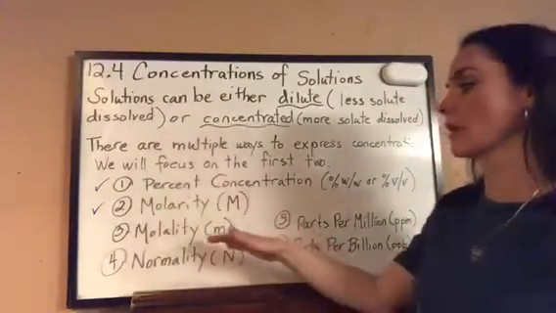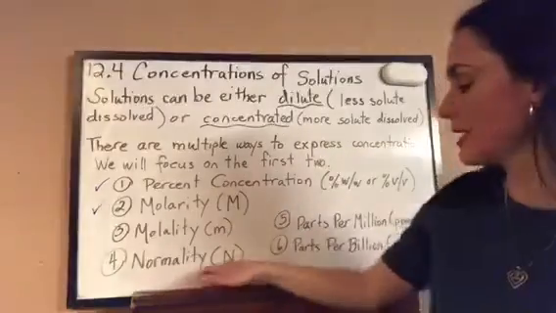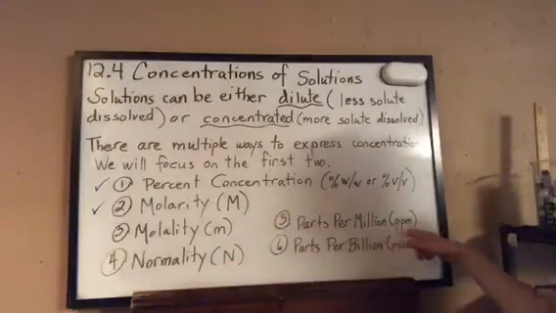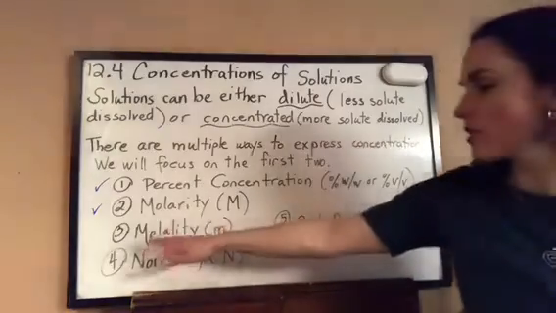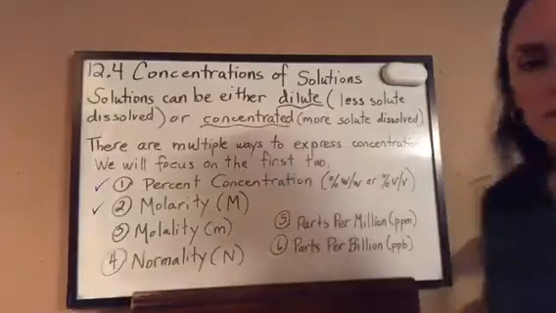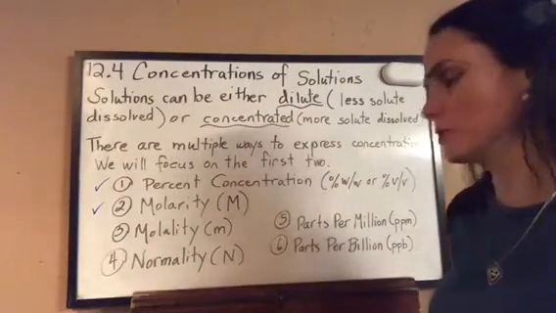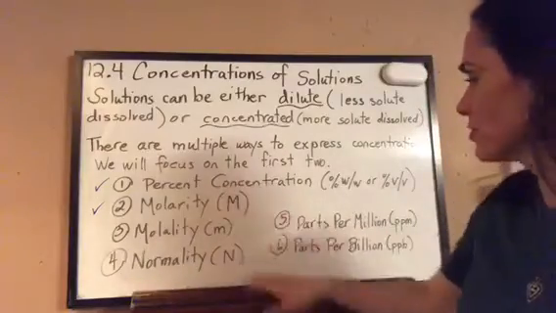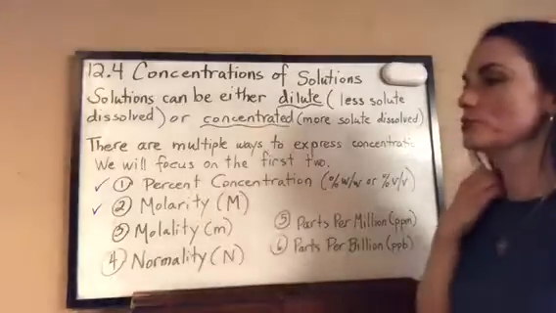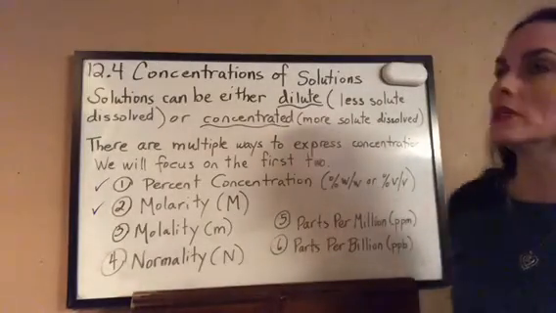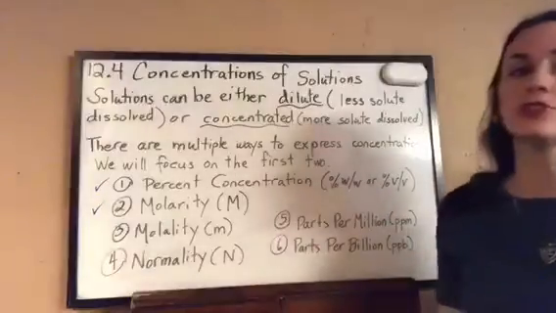But other ways are molality with lowercase m, normality, capital N, parts per million, ppm, and parts per billion. Those are used, but they're not as common as the first two. Parts per million and parts per billion are used for very, very dilute concentration amounts. Percent concentration is used widely.